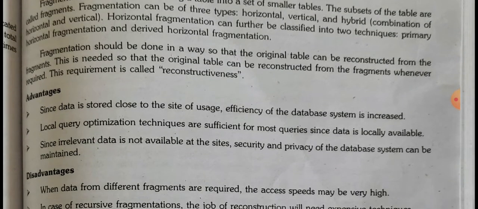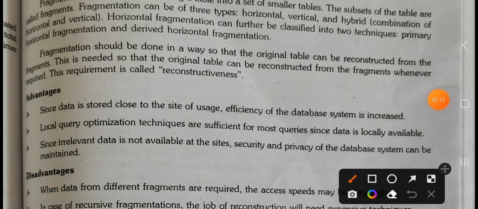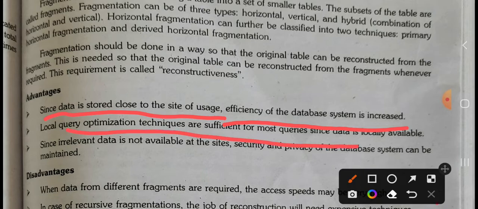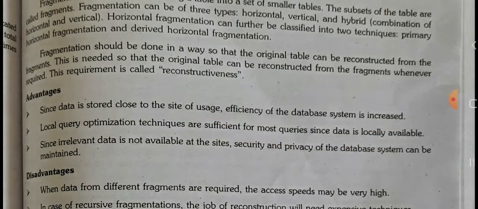By using fragmentation, the advantage we get is that since the data is stored on multiple sites, the usage and efficiency of the database system is increased. As I already told you, if you have multiple hands to work, the task is completed more easily. That is the major advantage. And local query optimization: when the data is spread among the computers, they can optimize the query and easily run it on that data. Suppose you have 500 GB of data, it may take some time to retrieve it. But if you have only 50 MB of data, it is easy to retrieve. In the same way we use fragmentation.